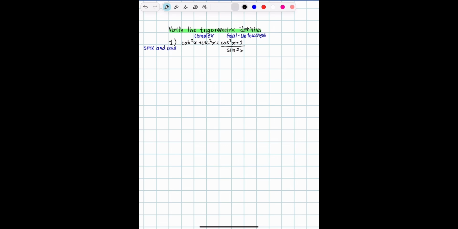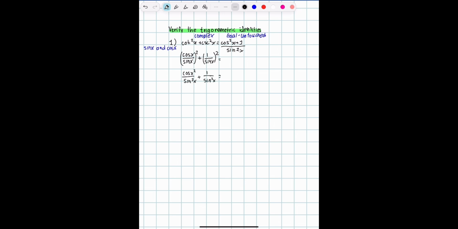Well, we see cotangent x, and we know that cotangent is defined as cosine x over sine x, and we have to square that whole thing. Then we can transform cosecant x into 1 over sine x, and then we have to square this whole thing. And now we can distribute the squares into the individual terms.